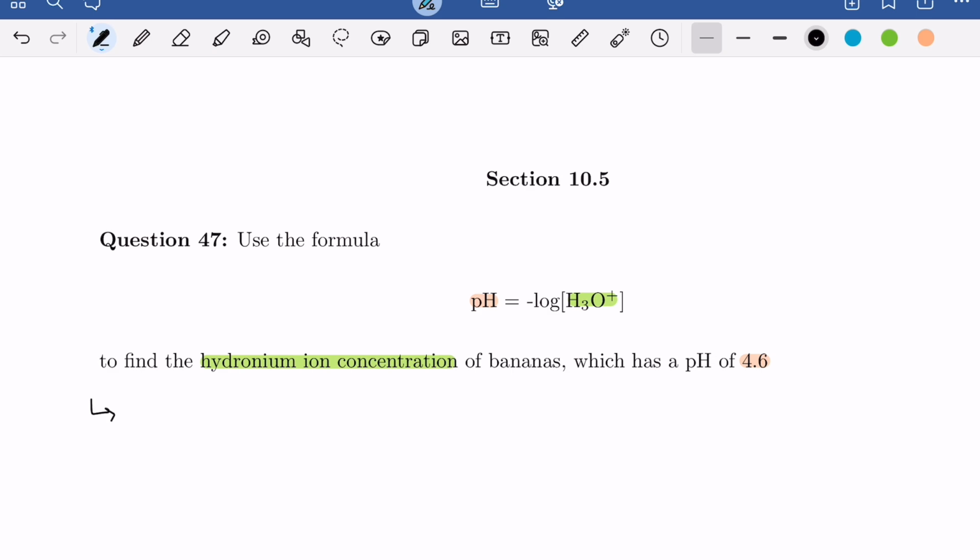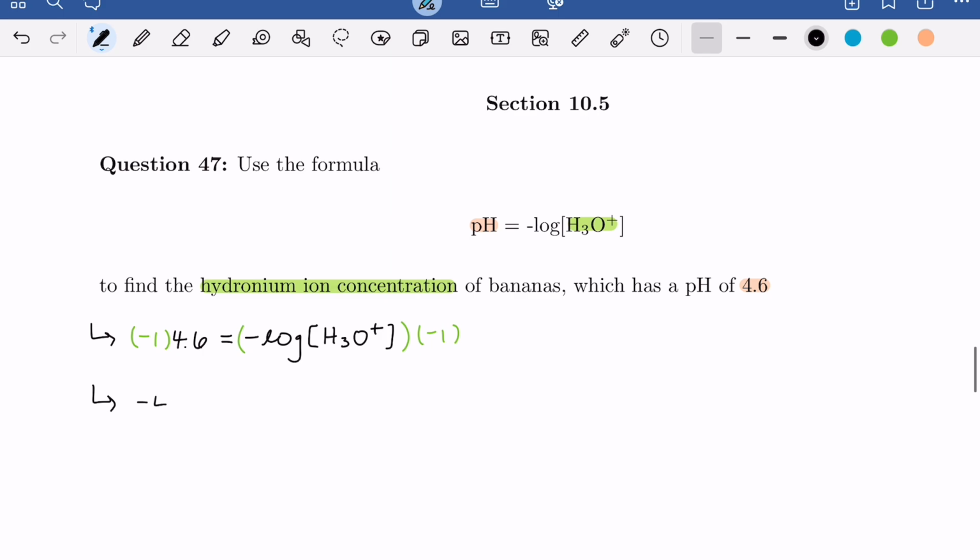So let's plug in our known information. We know the pH is 4.6, and that's going to be equal to this here. So what we want to do is solve for this hydronium ion concentration. Now, in order to do that, the first thing that we're going to do is let's get rid of this negative in front of this log here. So what we can do is just multiply both sides of this equation by a negative 1. All right, so we're going to end up with minus 4.6 is going to give us this positive log here.